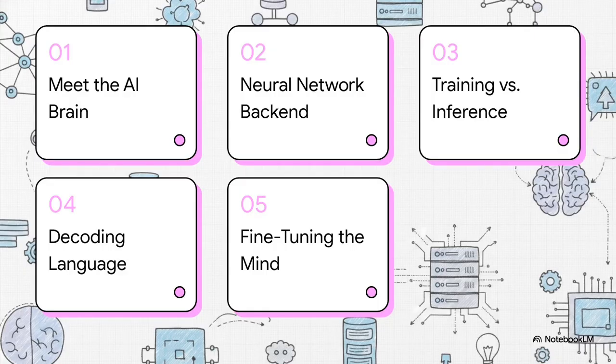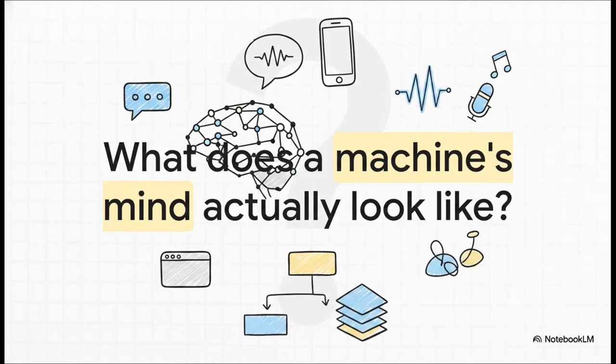Here's our roadmap for decoding these concepts today. 1. Meet the AI brain. 2. The neural network backend. 3. Training versus inference. 4. Decoding language with transformers. And 5. Fine-tuning the machine mind.